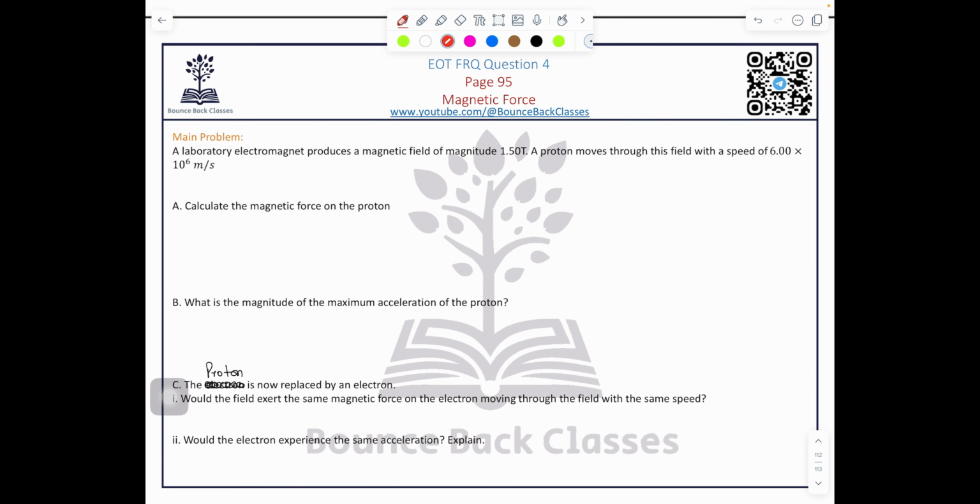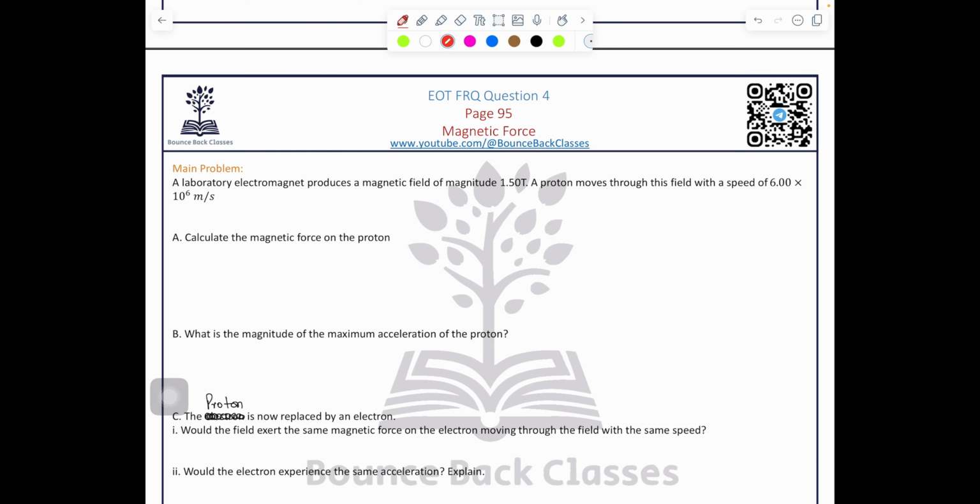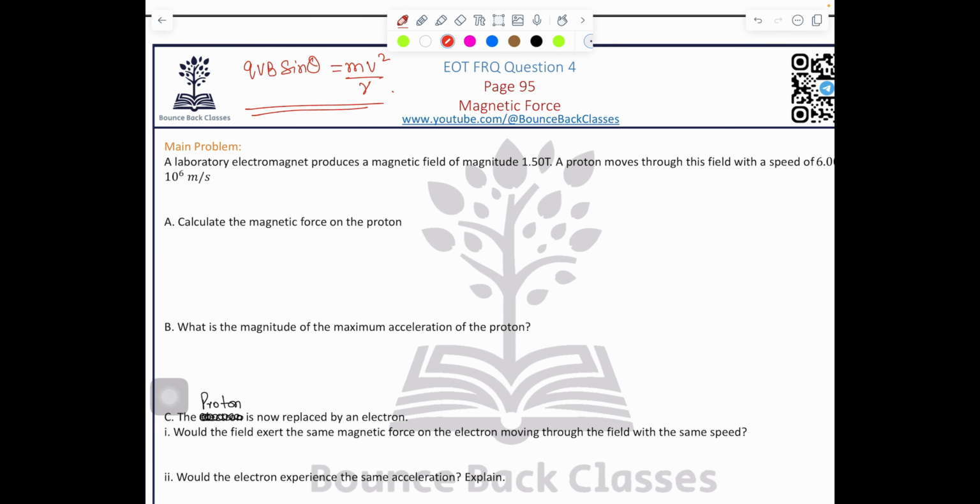Okay, now solve this one. As we have the formula, what is the formula? QVB sine theta is equals to mv square over r. Depending upon the situation, we can use them. What is your main question? Focus here. A laboratory electromagnet produces a magnetic field. Magnetic field B is 1.5 Tesla.